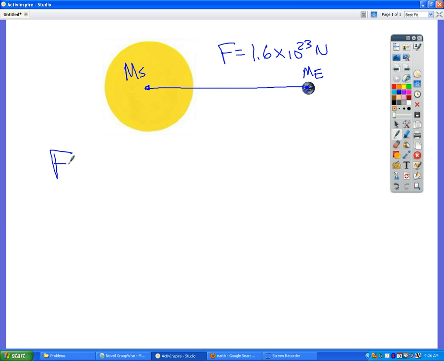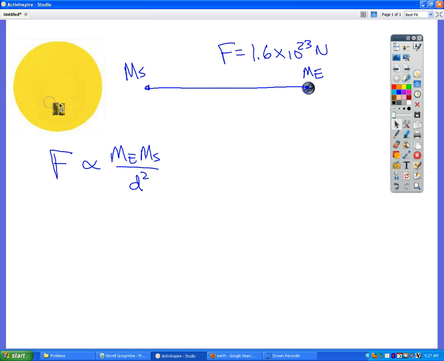Our proportionality we had was the force is proportional to the mass of the Earth times the mass of the Sun, all divided by the distance between them squared. And in this problem, what they want us to do is, instead of doubling one of the masses, they're going to have us double the distance between the two objects. So basically I could just take my Sun and move it this way a little bit. I could take my Earth and move it this way a little bit. Now I've basically, or essentially, doubled the distance between the two. So this would be my original distance, and this is my new distance, or my final distance.